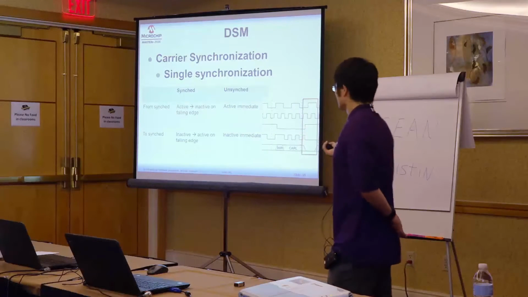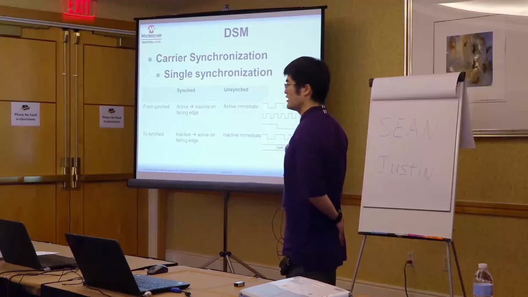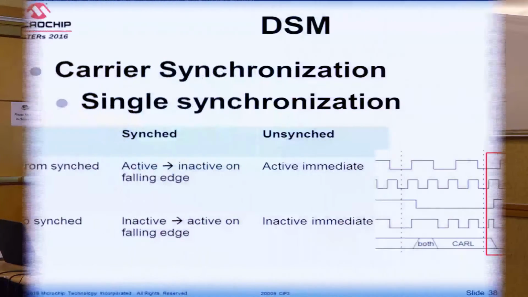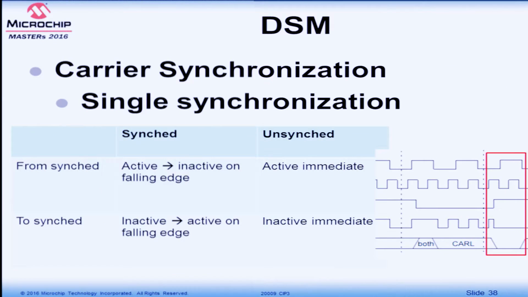If I do the other transition, transitioning from 0 to 1, my unsynced side will become inactive immediately, and my high side will stay inactive until the following edge here, right? Which means at this point, nothing is active on the line, so I will get 0 output. Make sense? Awesome. Now, a little bit more.